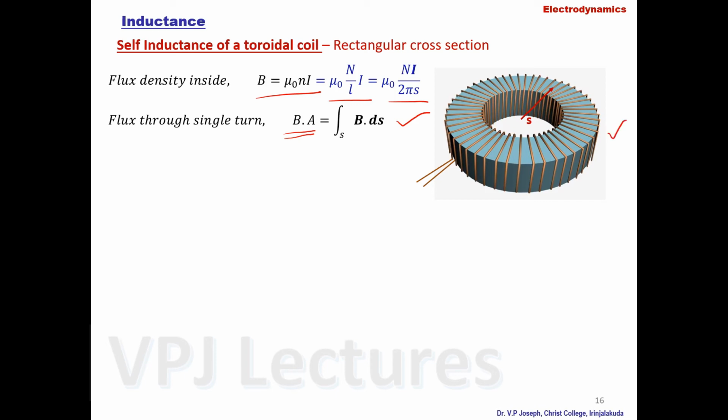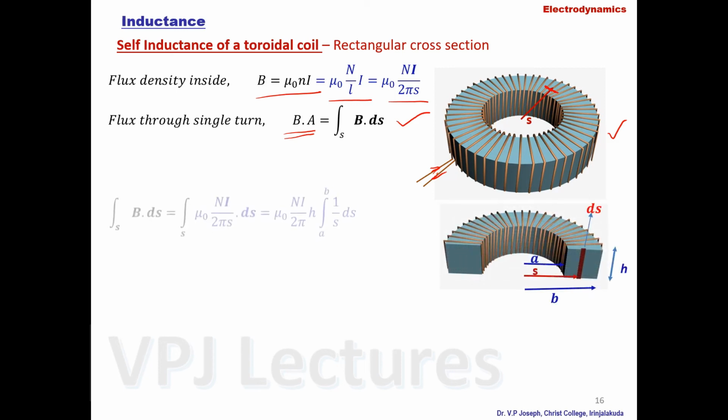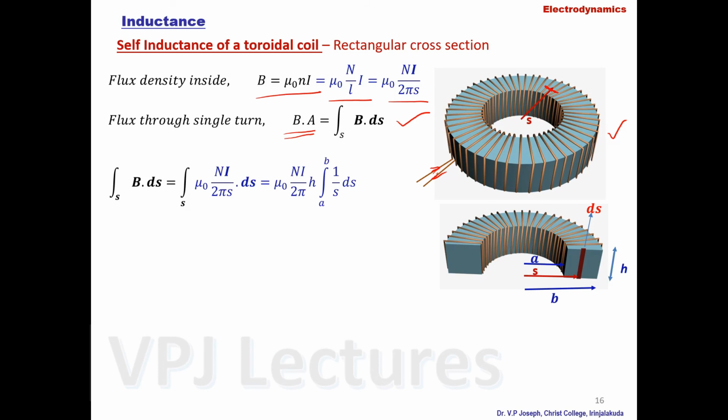For the present case, we have to evaluate it like this: surface integral B dot ds, and this is the figure of the toroid coil. The current is entering and leaving through these terminals. The first and last terminals are shown, and here the value of s is taken. s ranges from the inner radius to the outer radius, say a and b. So in order to have a clear picture of this rectangular toroid coil, I have redrawn it in cross-sectional form.